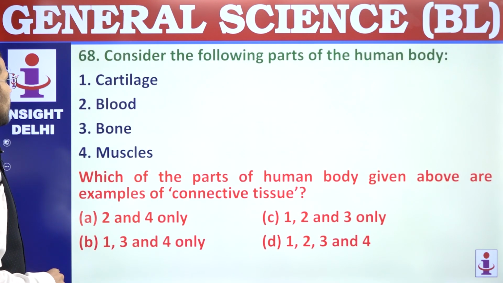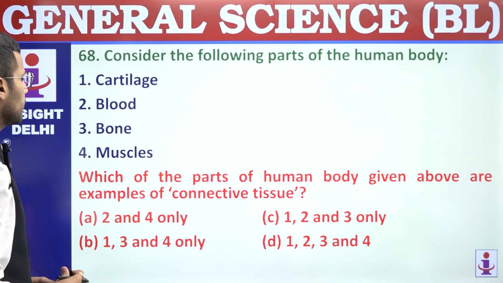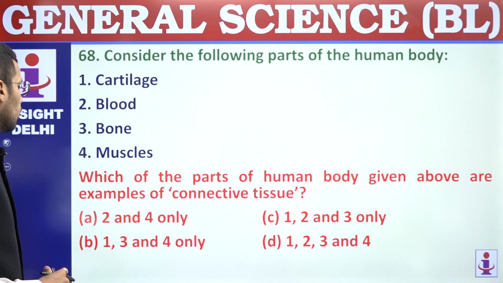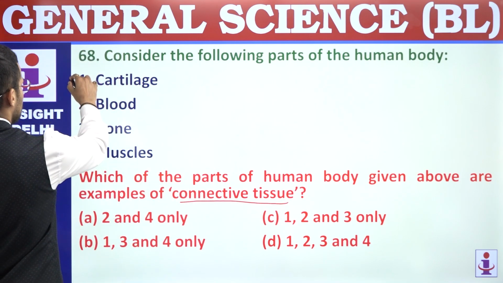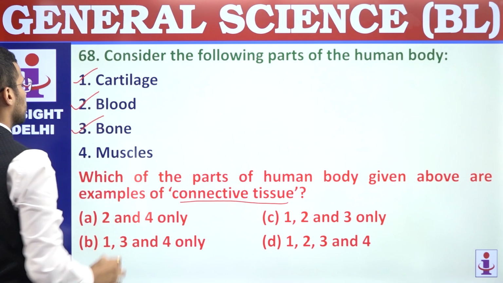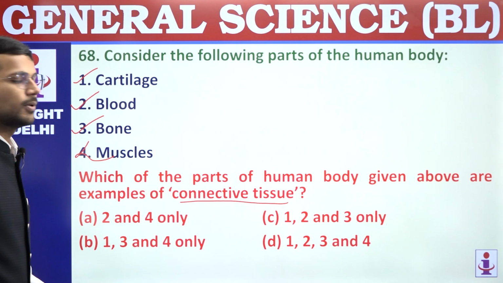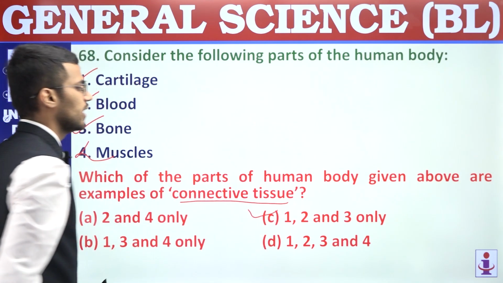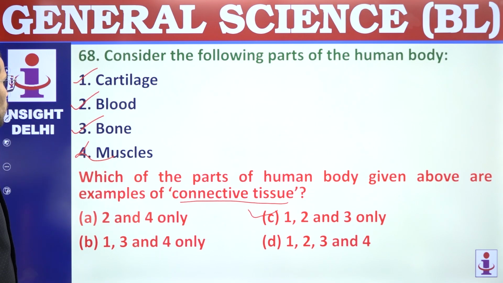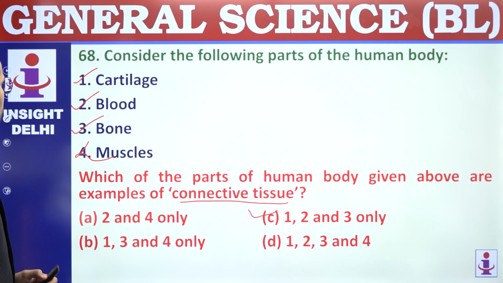Next, 68. Consider the following parts of the human body. Which of the parts of the human body given above are examples of connective tissue? So cartilage, blood and bone are the examples of connective tissue. Muscle is not an example of connective tissue, and hence the answer is C, 1, 2 and 3 only. Question number 68, answer is C.